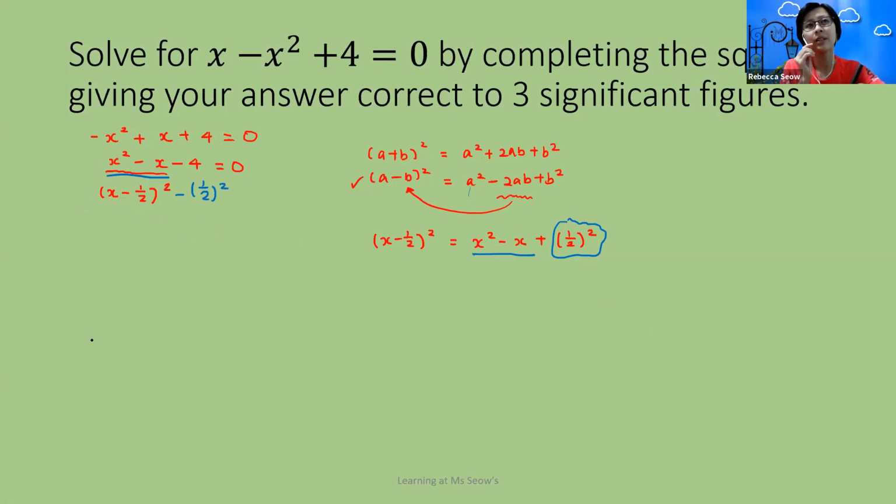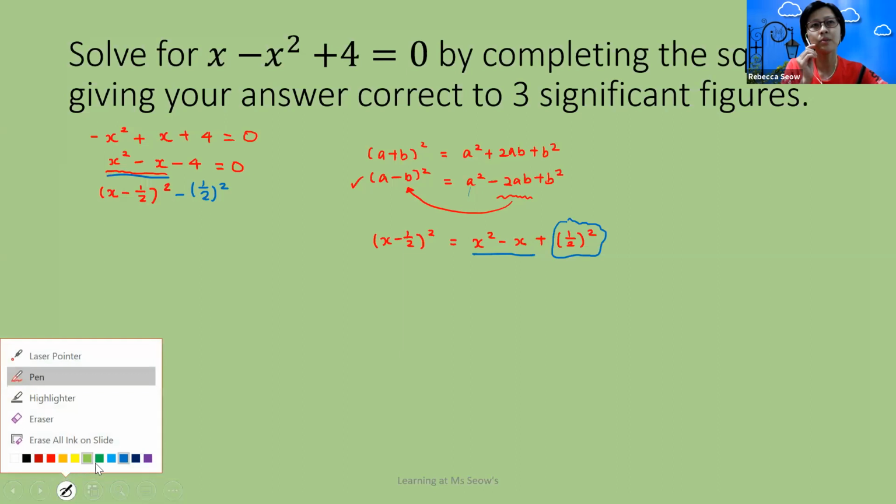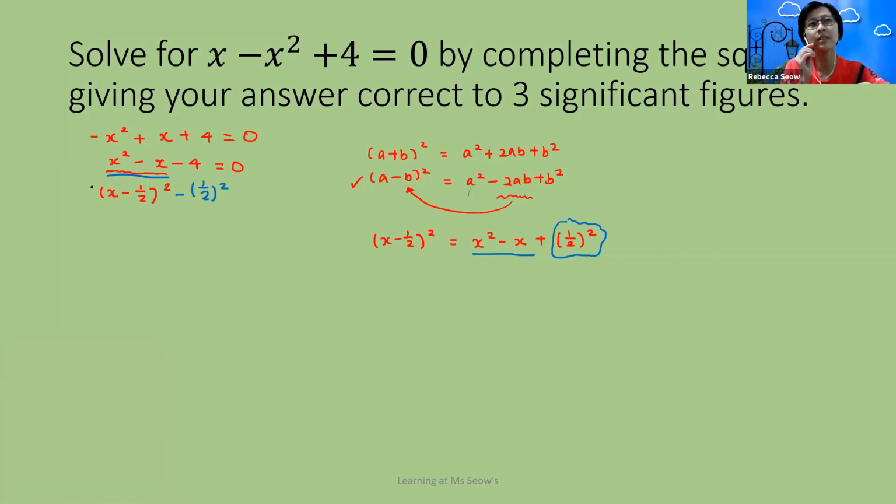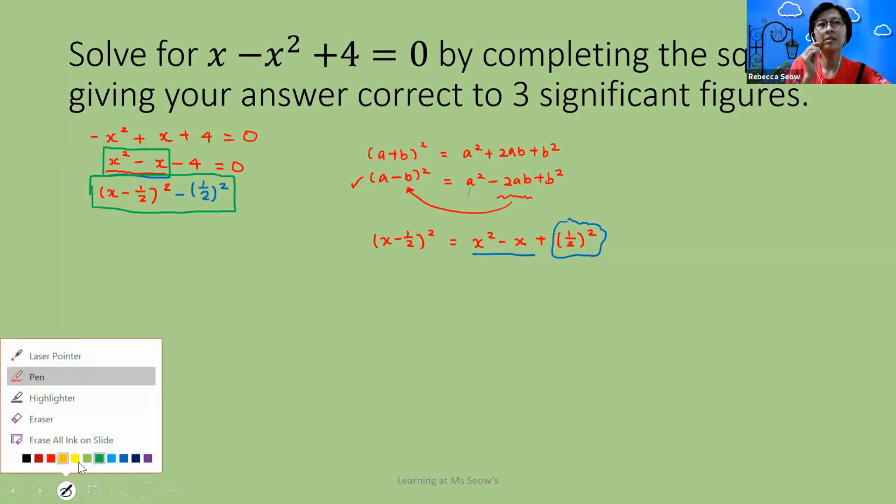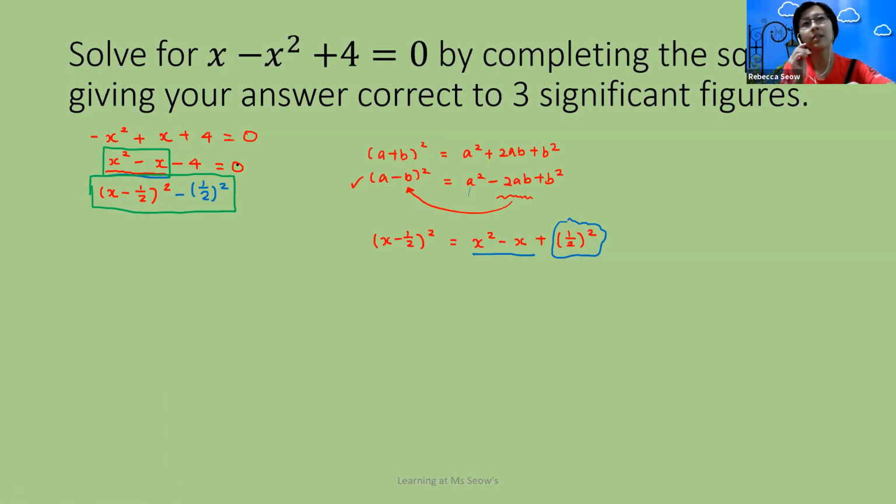Perhaps to make it clear, this whole thing over here is exactly the same as the first two terms in the equation. Now, what are we left with for the equation? You have minus 4 equals 0. So that is what we are going to fill up the rest of the equation with.